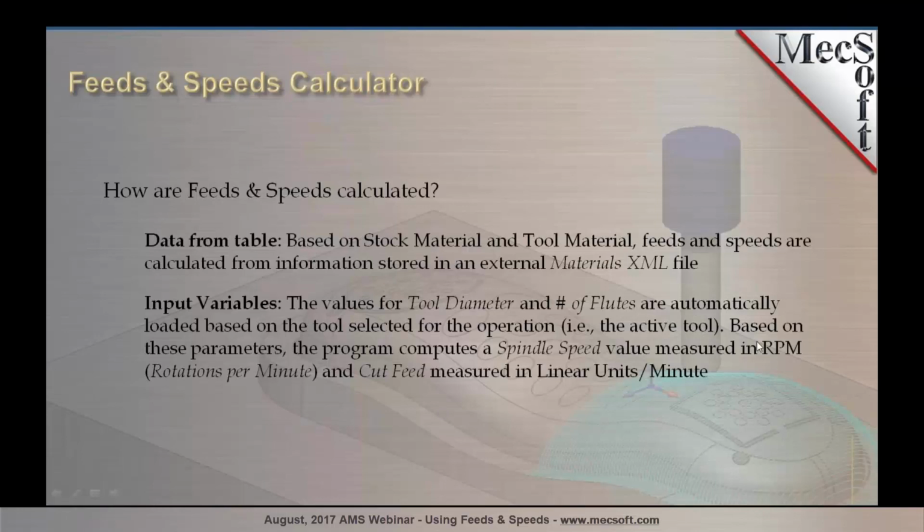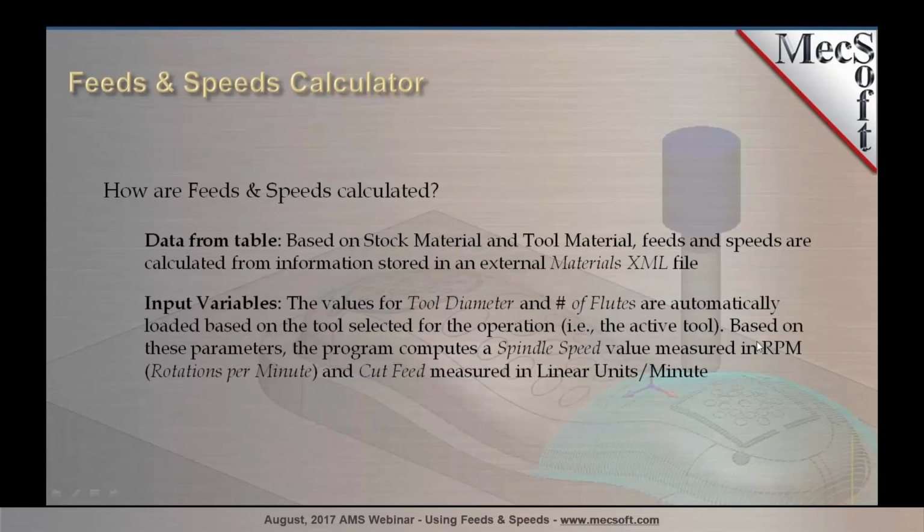So the next topic we'll cover is how feeds and speeds are calculated. This is the feeds and speeds calculator that's available in our system. In order to calculate feeds and speeds, there are a couple of things that are taken into consideration. The first is data from a table, and Uday mentioned this a little earlier when we were walking through some of the menus, and you saw Load from File, and this is what the data from table is all about, and Uday will go into some more details.